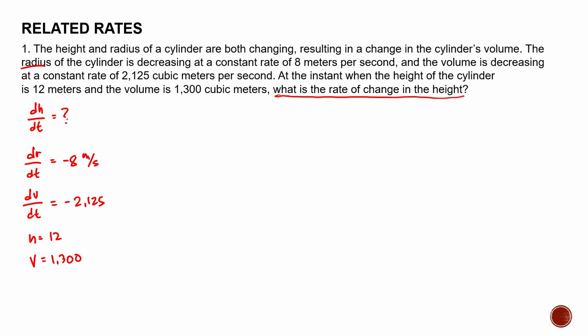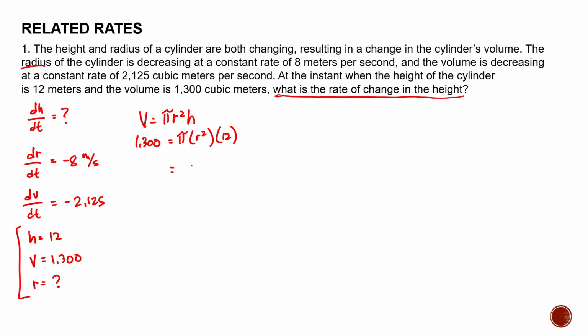So we need to find dh over dt, the rate of change in the height. Now there's something we need to solve first, and that's the r, the radius, for this set of data. To solve for that, we need to use the formula for the volume of a cylinder. Take note, this is a cylinder, so the volume is equal to pi r squared times height, the area of the base times the height. Volume is 1,300, so that's pi r squared, and the height is given as 12.